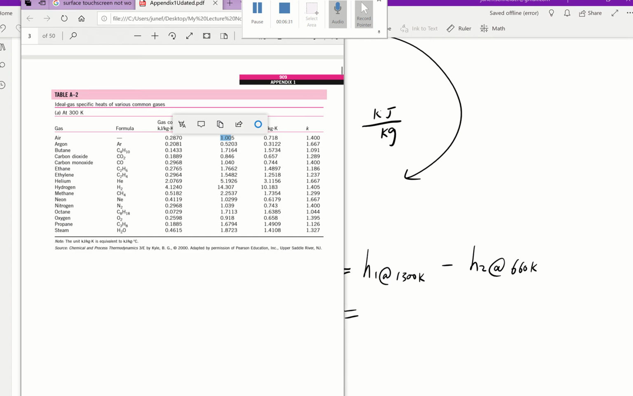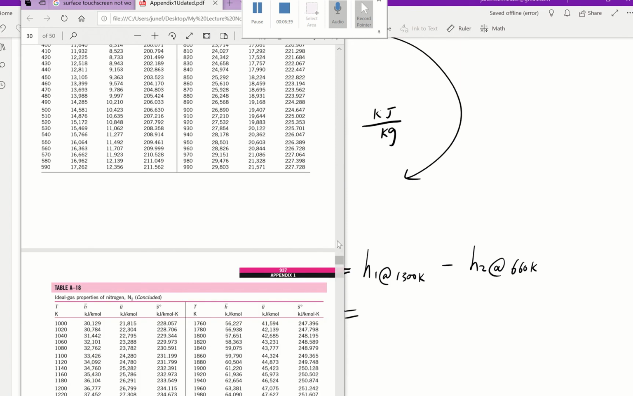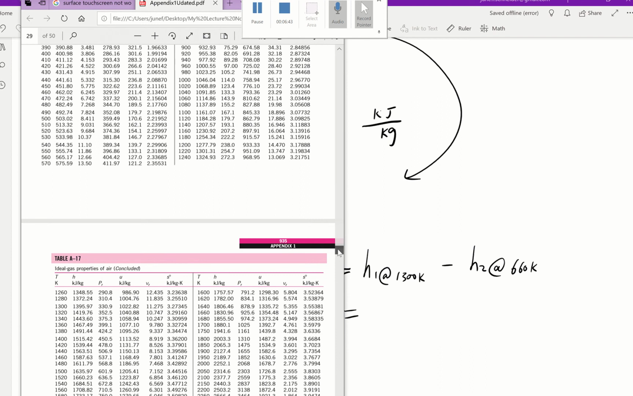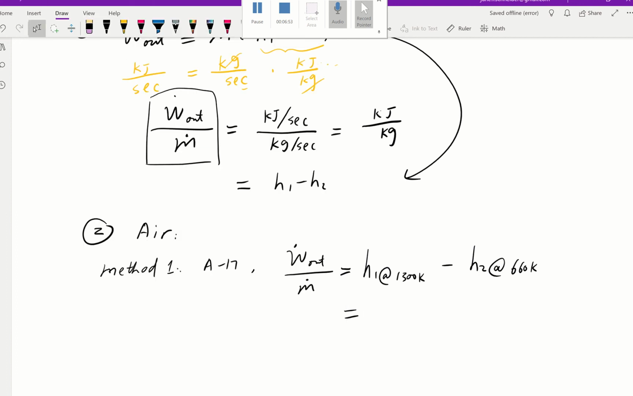Let's go ahead and get our tables out. A17, 1300. We're reading H, so that will be this value.